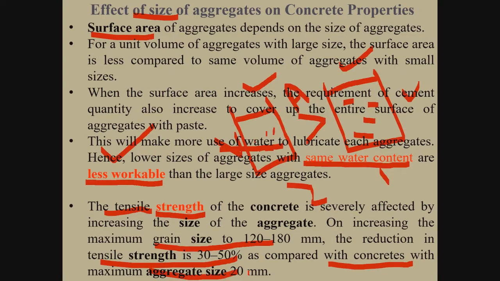So if we are increasing the size of aggregate beyond 20 millimeters, which is categorized as the maximum aggregate size, then it will reduce the tensile strength of concrete by about 30 to 50%. So that is how the size of aggregate is affecting your workability, your strength, and economy.